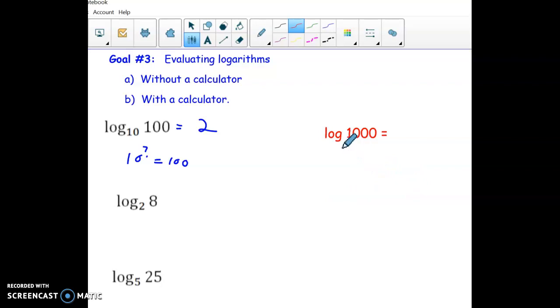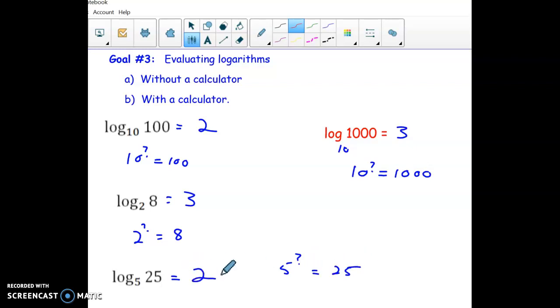So all of these I can do mentally still. This is an implied base 10. Remember, if nothing's written there, it's base 10. So this is saying 10 to what power will give me 1,000. So I need a power of 3. 10 times 10 times 10. Right? And this one is what power for 2 will give me 8. And that should just be 3, right? 2 to the third. The last one, again, is 5 to what power gives me 25. And that should just be 2.